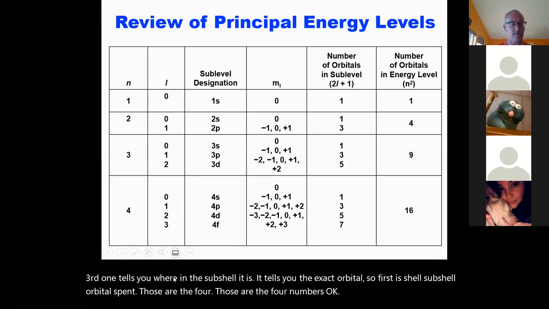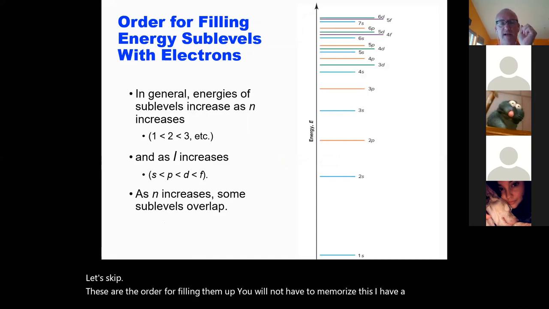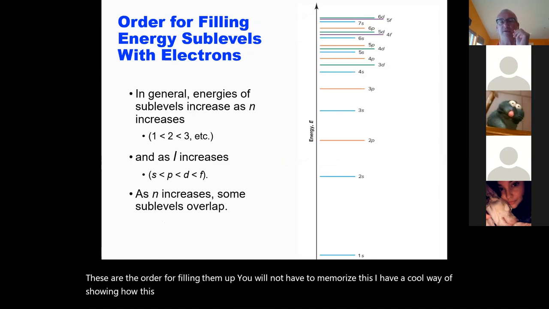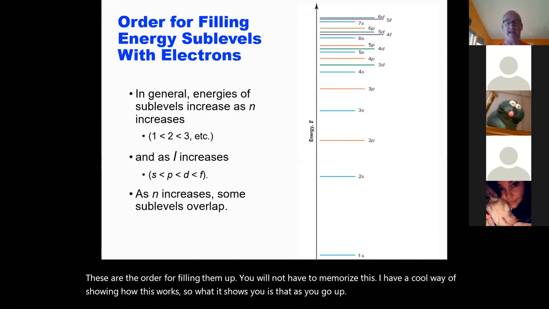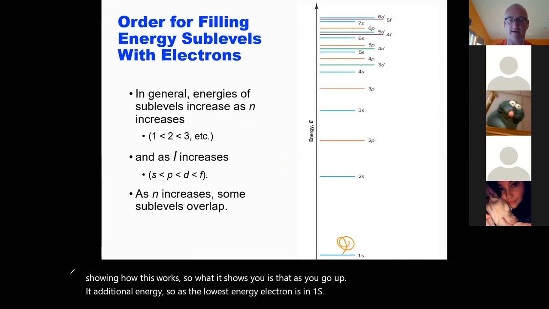And so these are the order for filling them up. You will not have to memorize this. I have a cool way of showing you how this works. So what it shows you is that as you go up, it takes additional energy. So the lowest energy electron is in 1s, right down here.